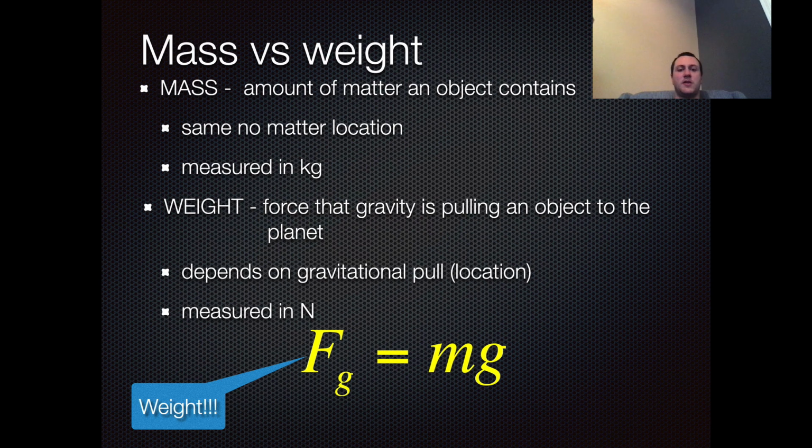And the formula that we can use here is our weight, F sub g, being equivalent to mass times the acceleration due to gravity. And that's a really important idea here, that mass times g. g is not gravity. g is the acceleration due to gravity, or the acceleration caused by gravity. Your weight is a force measured in newtons. The mass is in kilograms, and g is the acceleration due to gravity.